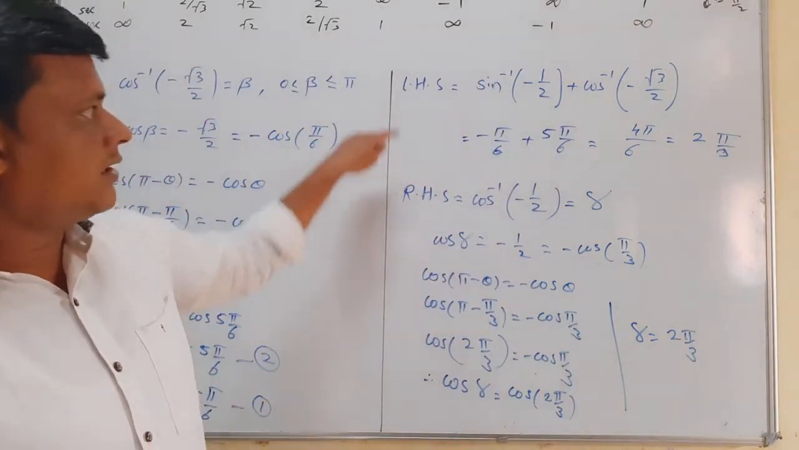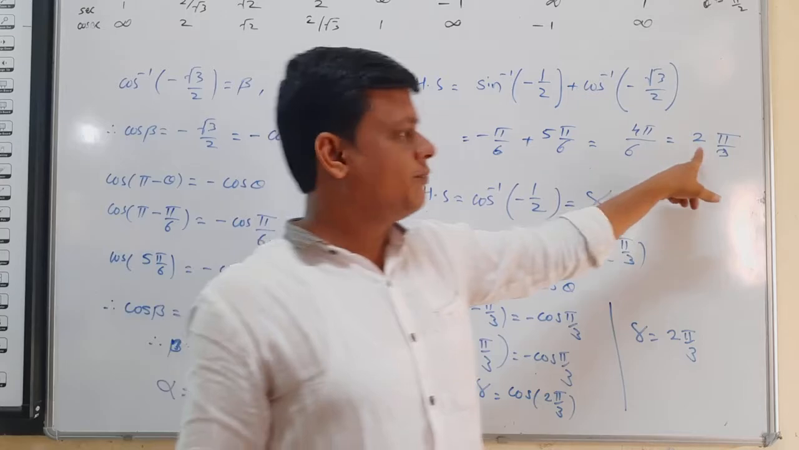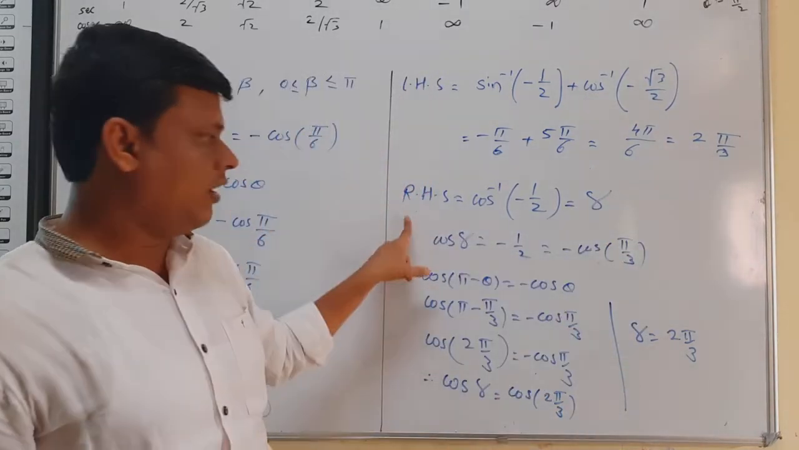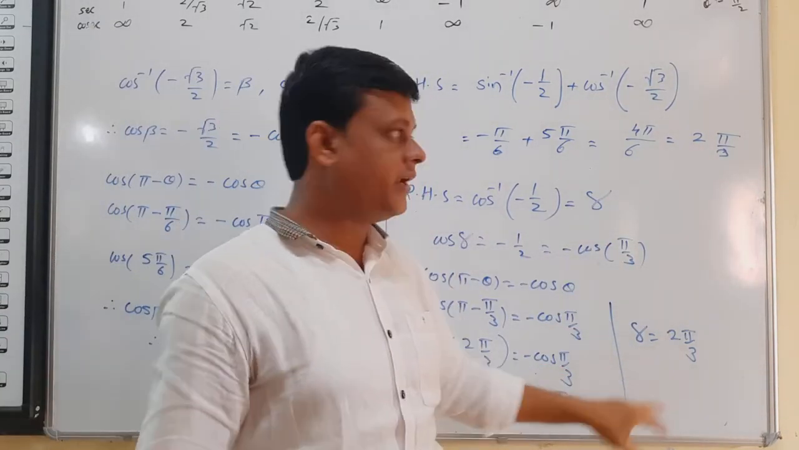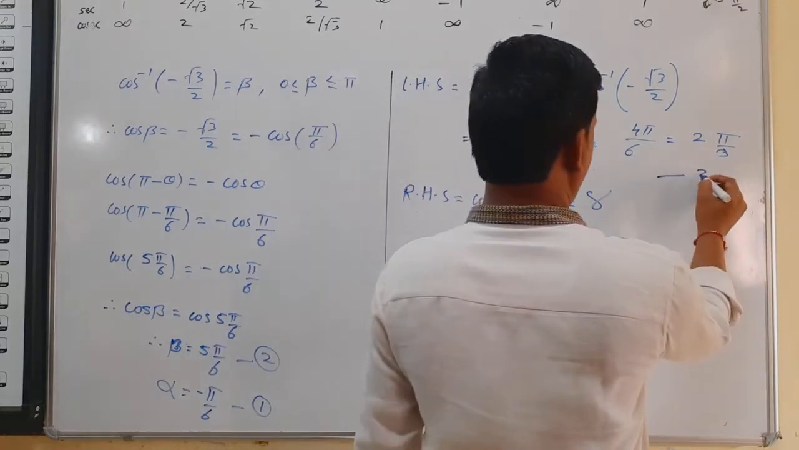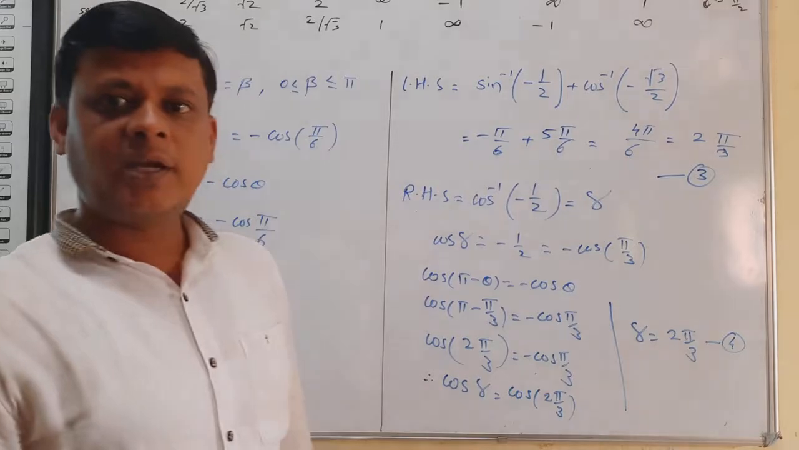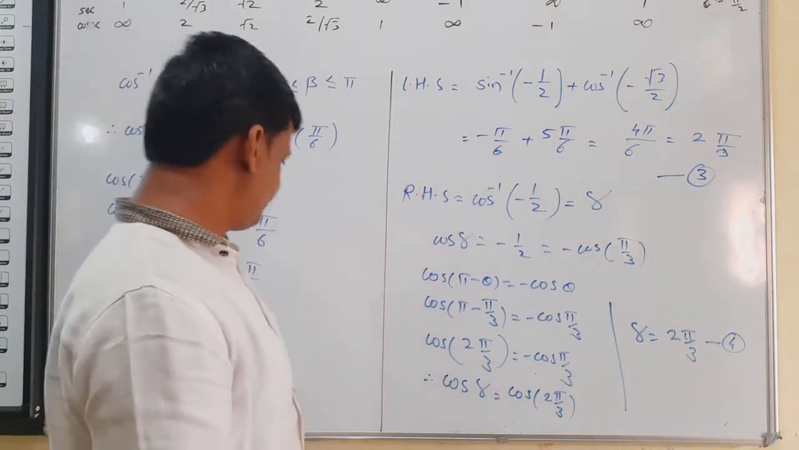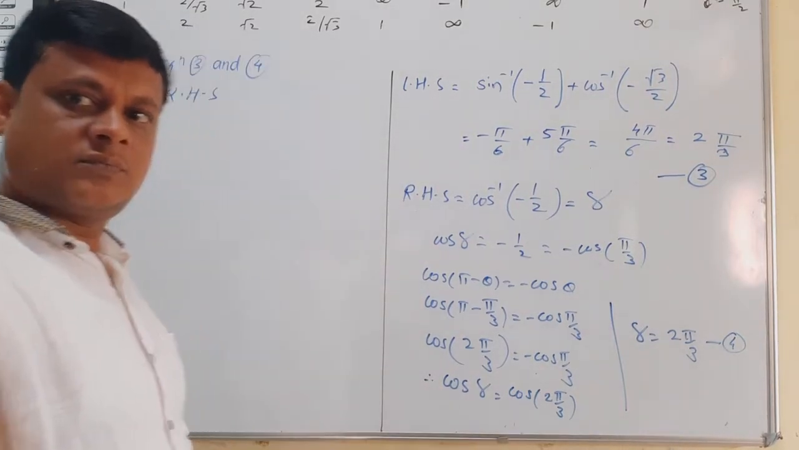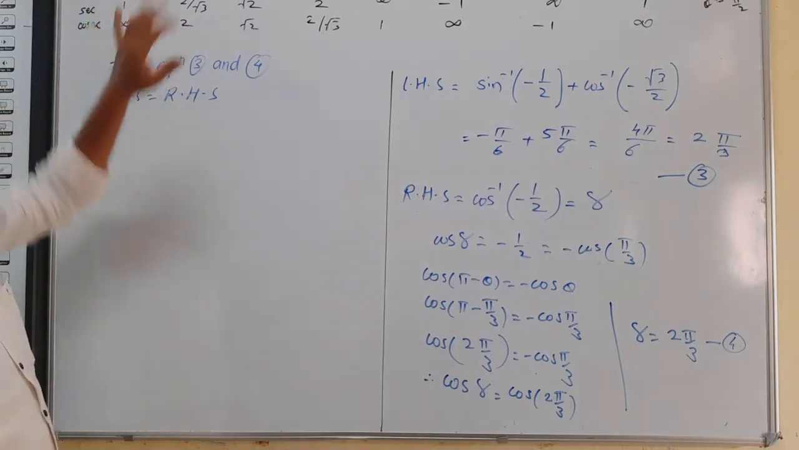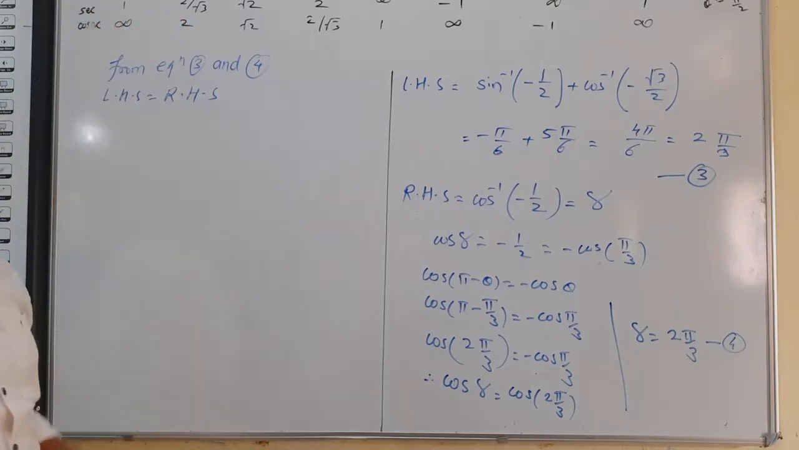And if you observe, the value of LHS is 2 pi by 3. The value of RHS is again 2 pi by 3. So if we denote LHS by 3 and this RHS by 4, then from equation 3 and 4 we say that LHS equals RHS.